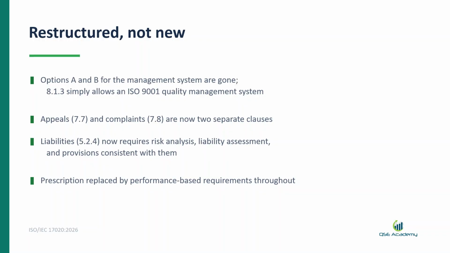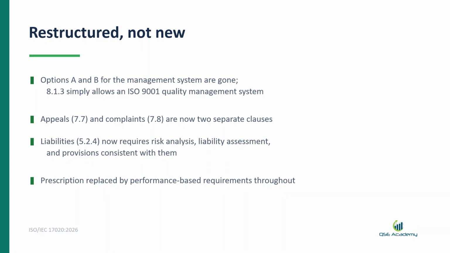Then there are things that were restructured rather than invented. The Option A and Option B management system model is gone. Clause 8.1.2 simply lists 6 required elements. And 8.1.3 says you may meet them by running a quality management system, for example, to ISO 9001. Simpler, and it removes an argument bodies used to have with assessors. Appeals and complaints, which used to sit together, now have separate clauses with separate procedures and separate independence requirements. If you run one merged procedure, you will need to split it.